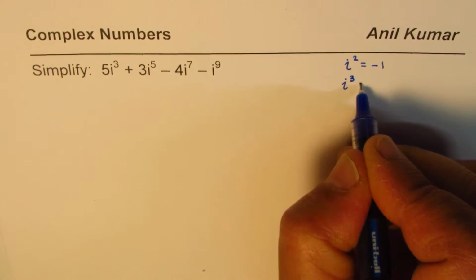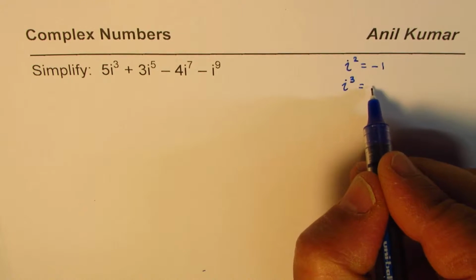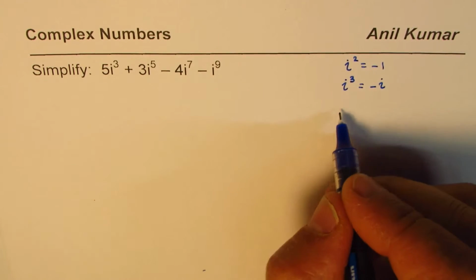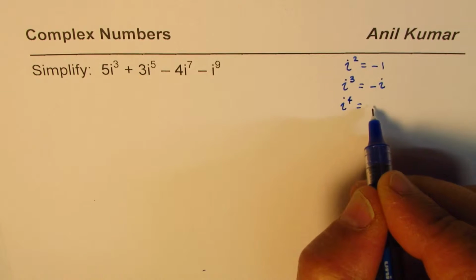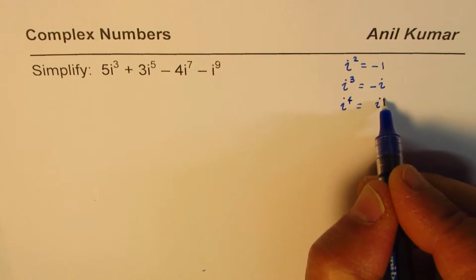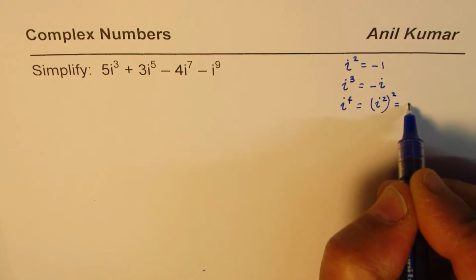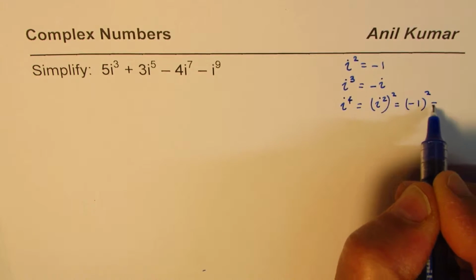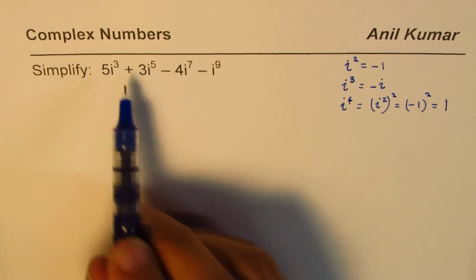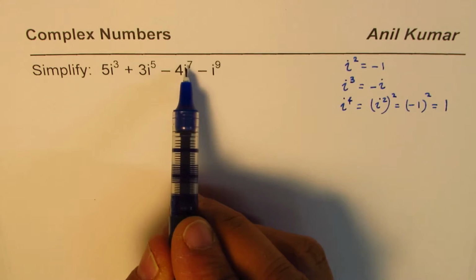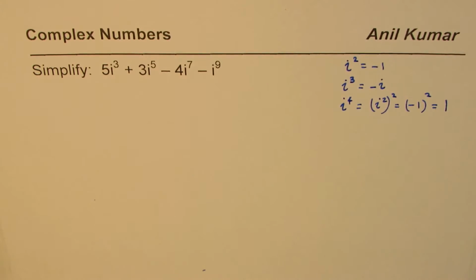Now it is important to understand that i squared is minus 1. i cubed is minus 1 times i, so it is minus i. And i to the power of 4 is i squared squared, which is minus 1 squared, and equals 1. So if you could write them as powers of 4, it becomes simpler, all right?